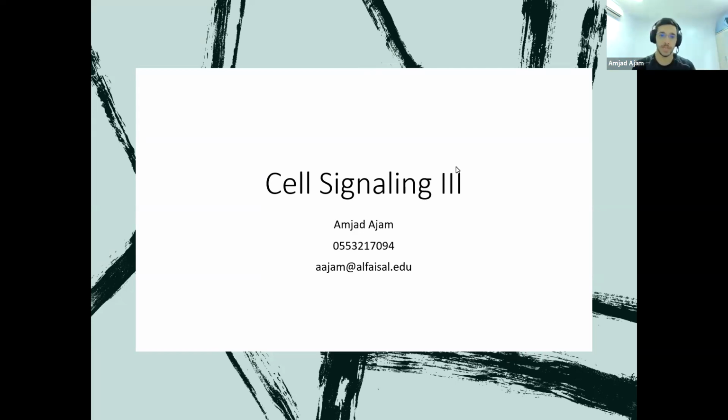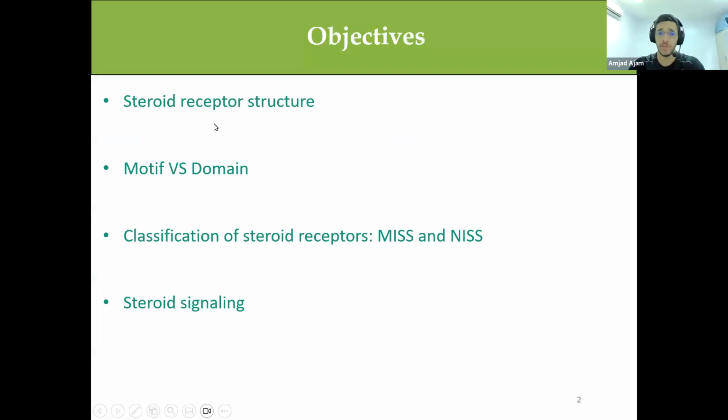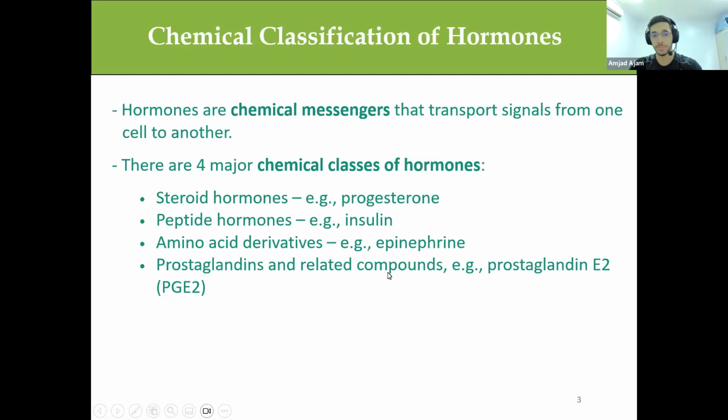So my objectives for this lecture, first of all, we will discuss the structure of the steroid receptor. Then we will know the difference between a motif and the domain. Then we will discuss the difference between MES and NES. And then last thing, we will discuss the steroid signaling pathways.